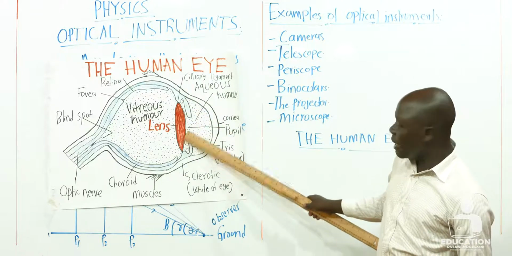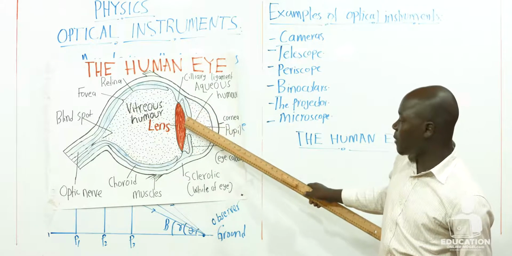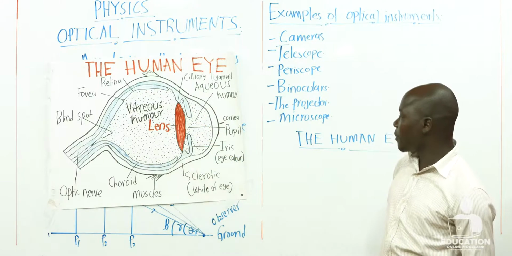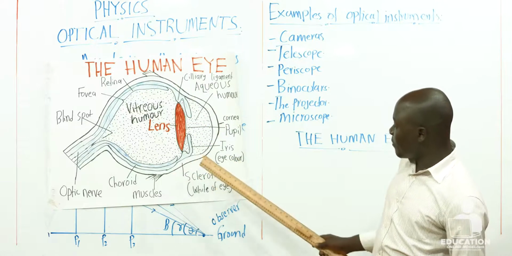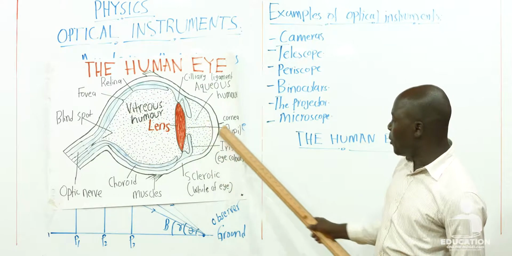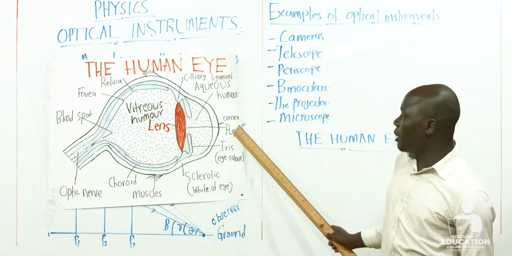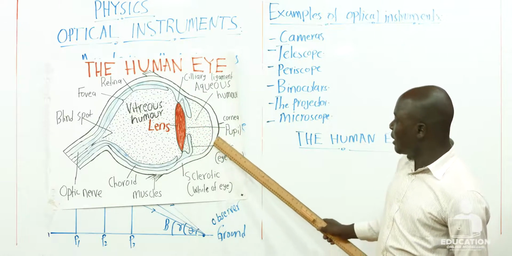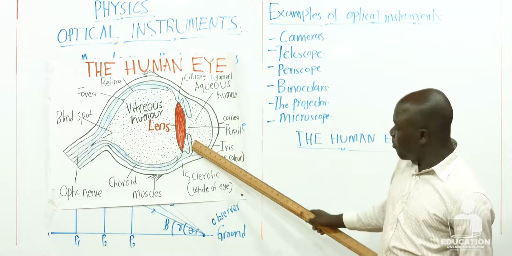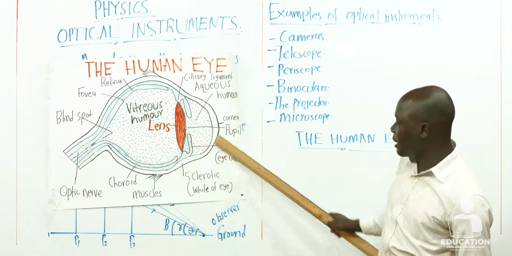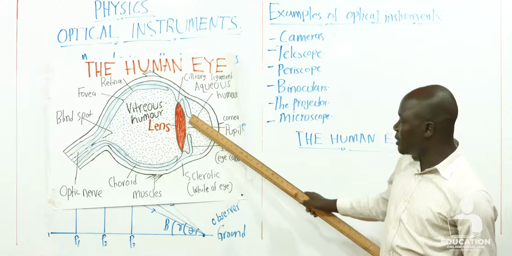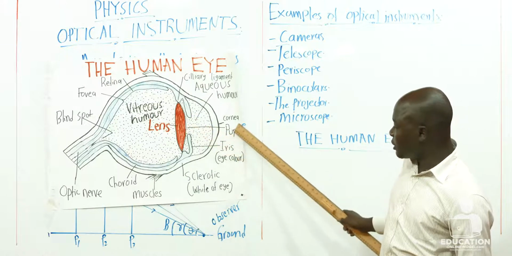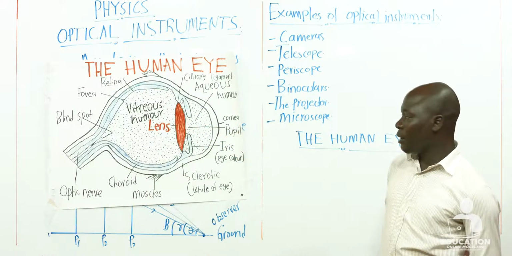This is the lens, and the lens helps to refract rays that enter the human eye. Then also we have what is called the pupil. The pupil is the space found between the iris. So this part is called the iris. The space found in the middle of the iris is what we call the pupil.